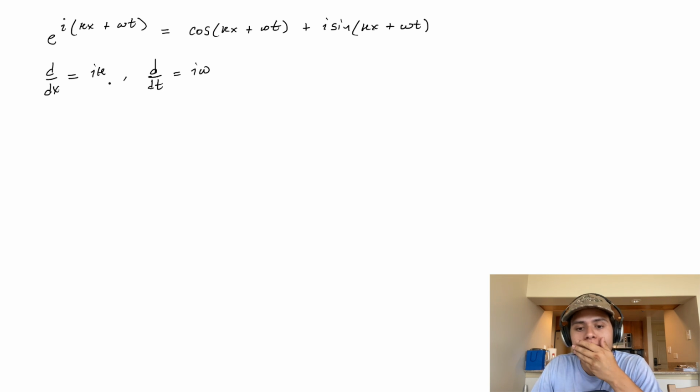Where k is the eigenvalue associated with the derivative with respect to position. Okay, so that's a velocity. Or not a velocity, I'll just keep it at that. I'll just say k is the eigenvalue associated with the derivative with respect to position. And omega here is the eigenvalue associated with the derivative with respect to time. These two things are operators. These two things are eigenvalues.